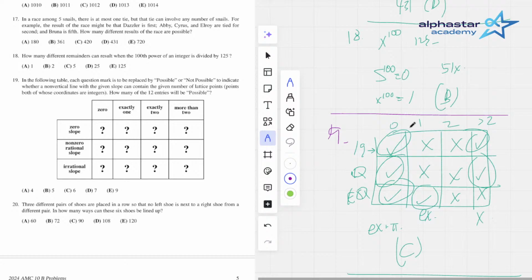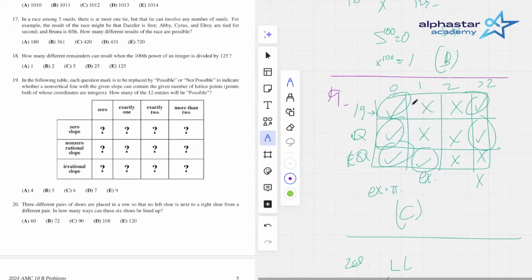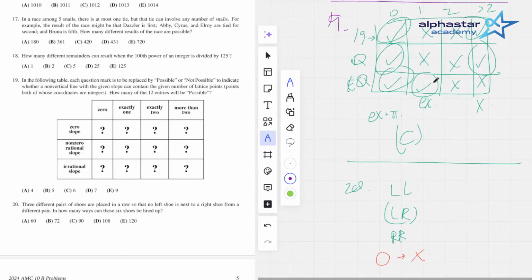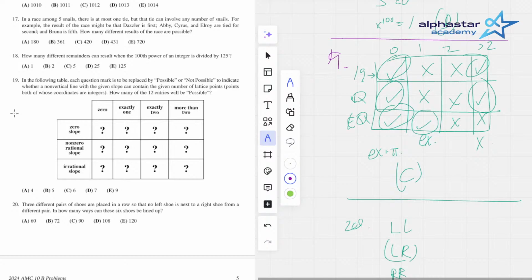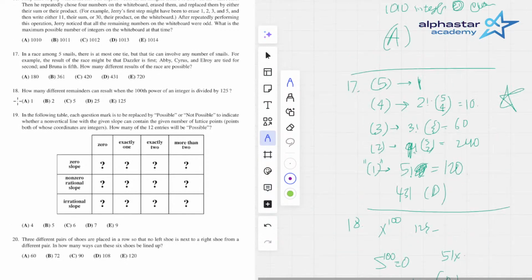You can also have ex plus 0, and that passes through only the origin. And then exactly 2, not possible. Every time it passes through, some linear combination also exists, so it's never exactly 2. And then more than 2, similarly, if it passes through 2, then it cannot pass through more than 2. More than 2 implies infinitely many, which would imply a rational slope. Okay, so this looks correct. 6 minutes. I guess I have this starred, number 17.